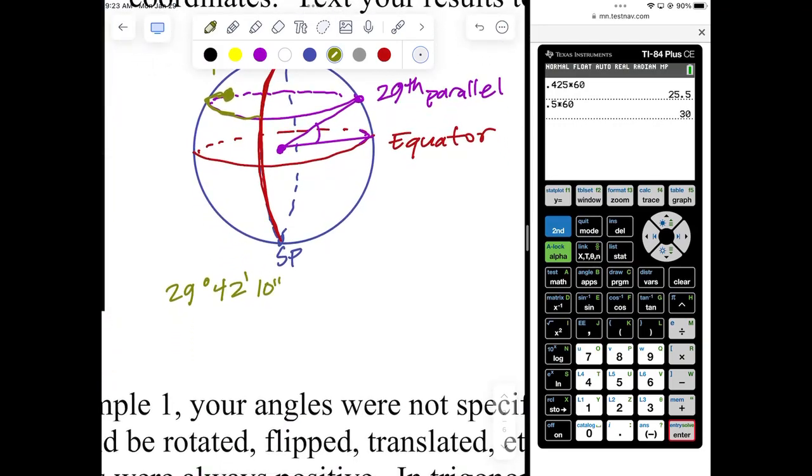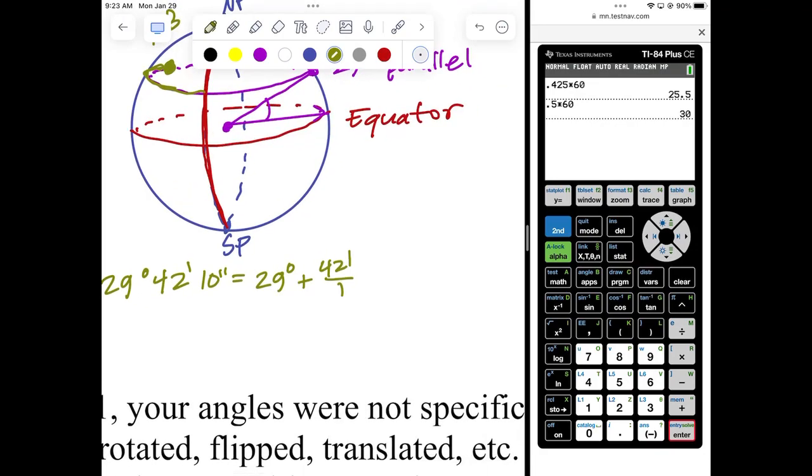We're just going to write it as a single equation. 29:42:10 is equal to 29 full degrees plus 42 minutes over 1. Now we're going to convert the minutes right there in the problem. We got minutes in the problem on the bottom, we want degrees on the top. So that's going to be 1 degree is 60 minutes, so we're essentially dividing by 60. When we converted from decimal to DMS, we multiplied by 60. You can see here that we're dividing by 60.